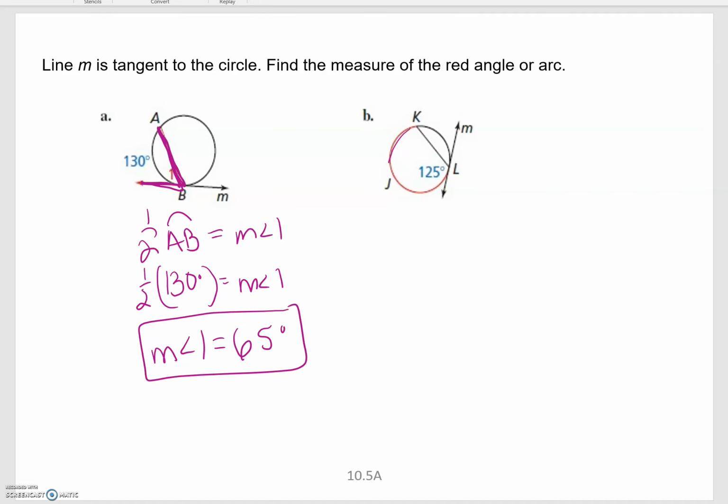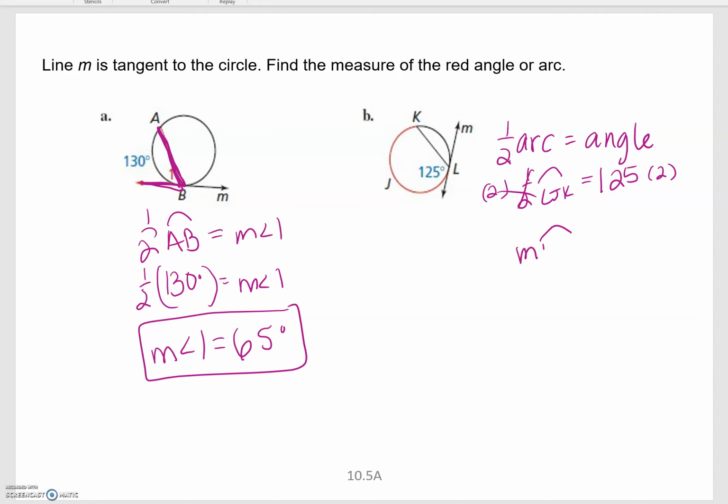Okay, for the second picture, I'm trying to figure out what the arc is. So you're working backwards. So 1/2 of the arc equals the angle. Okay, this time you know the angle is 125, and you're trying to find the measure of my arc. Okay, so I'm going to work backwards, so I'm going to multiply by 2 on both sides. So the measure of arc LJK is 250 degrees.